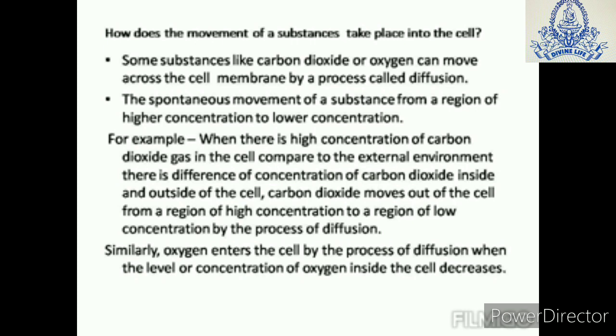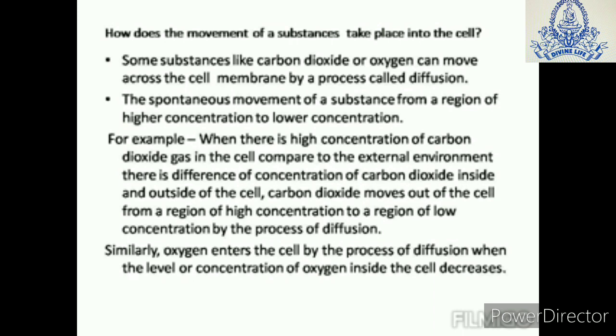What do we mean by higher concentration and lower concentration? The region having a high amount of any substance and the region with a low amount of any substance. For example, when there is a high concentration of carbon dioxide in the cell, it means that the cell is having a large amount of carbon dioxide compared to the environment. The environment is having a low concentration of carbon dioxide. Hence, there is a difference of concentration of carbon dioxide inside and outside of the cell. So, what happens? The carbon dioxide moves out of the cell from a region of higher concentration to a region of lower concentration by the process of diffusion.